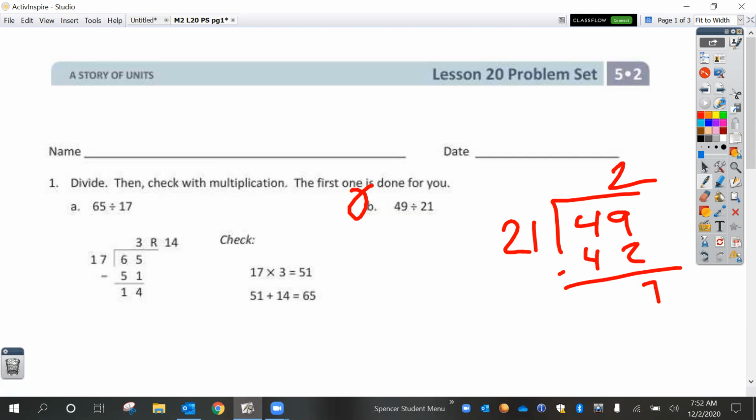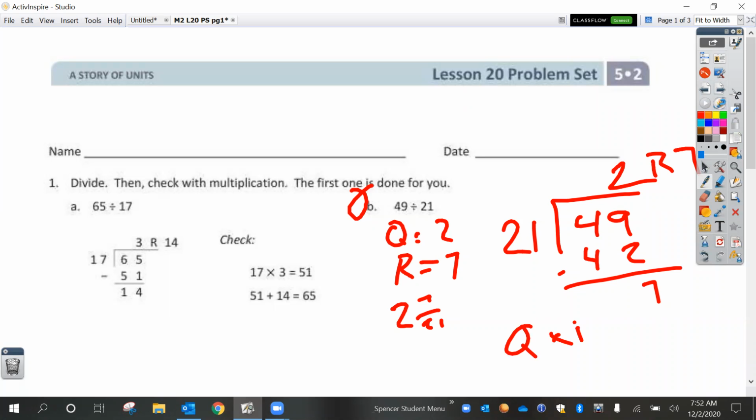Remember, if you do that and either the number is too large to take away or your remainder is larger than your divisor, you need to go back and redo it. So 2 R 7. And remember, we're going to show the answers in a few more ways. Q equals 2, R equals 7. Let's show a fraction. 2 and 7 over 21. Actually, it's 2 1/3, if you can see that. And then we're going to do quotient times divisor plus remainder. Okay, so quotient was 2 times divisor is 21 plus our remainder of 7.